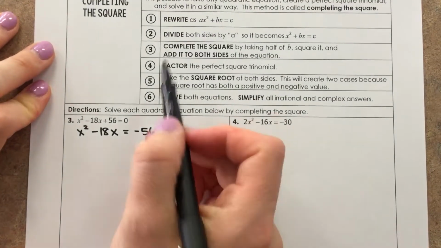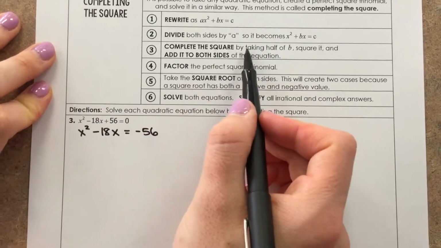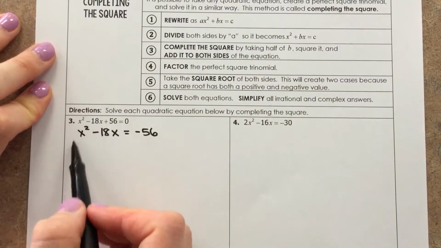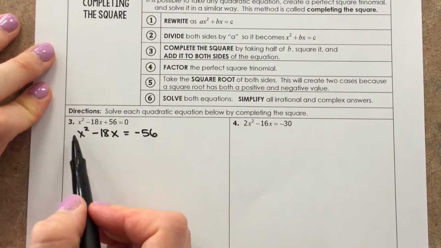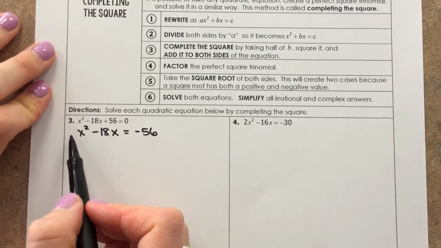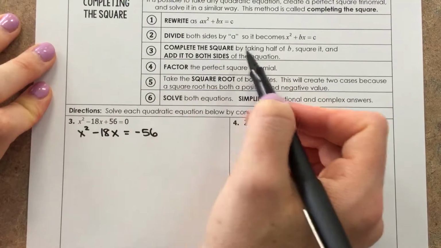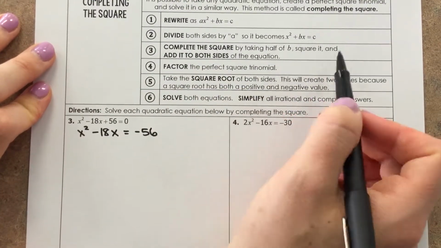So that's step 1. Number 2, divide both sides by a. And that's really only if there is something here. So if you look here, that's technically just a 1, so I don't have to do anything. We will see problems where we do have to do that step, so don't forget about it. Number 3, complete the square by taking half of b and squaring it.